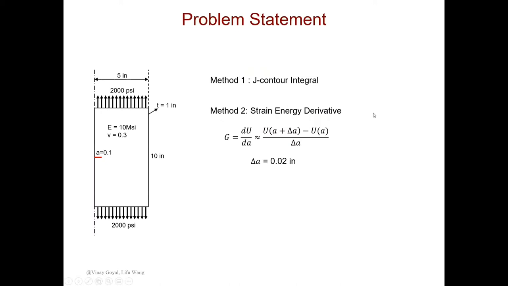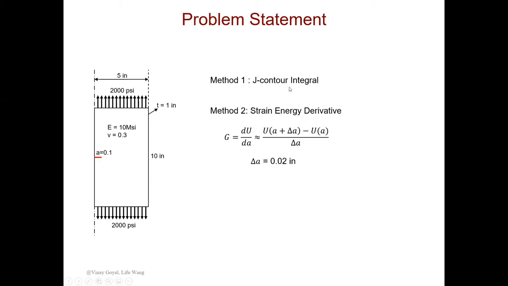So here's our problem statement. There's a plate of 10 by 10 inches and there's a crack in the middle of the plate. Since the geometry is symmetric, we only simulate half of the plate. And the half crack length is 0.1 inches. And the thickness of the plate is 1 inch. Material property is 10 MPSI and Poisson's ratio 0.3. The plate is under a tension of 2000 PSI in the direction of the mode 1 crack opening.